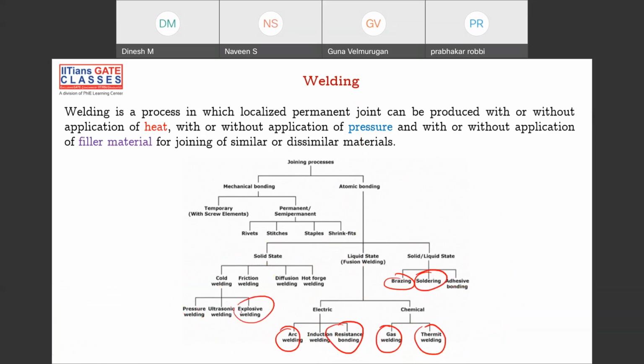Sometimes we discuss about explosive welding, ultrasonic welding, right? All these things we'll be discussing in the coming slides. Okay, fine.